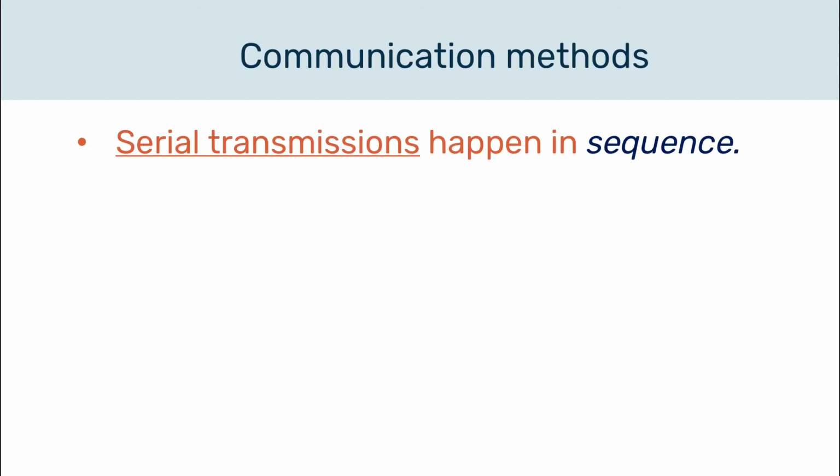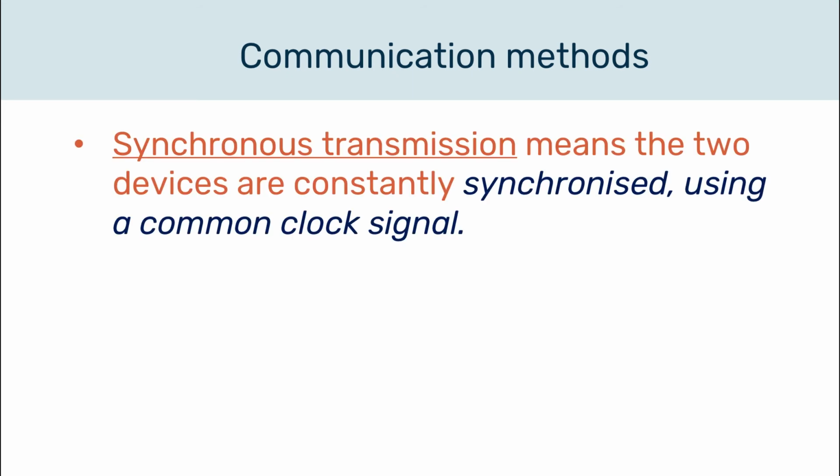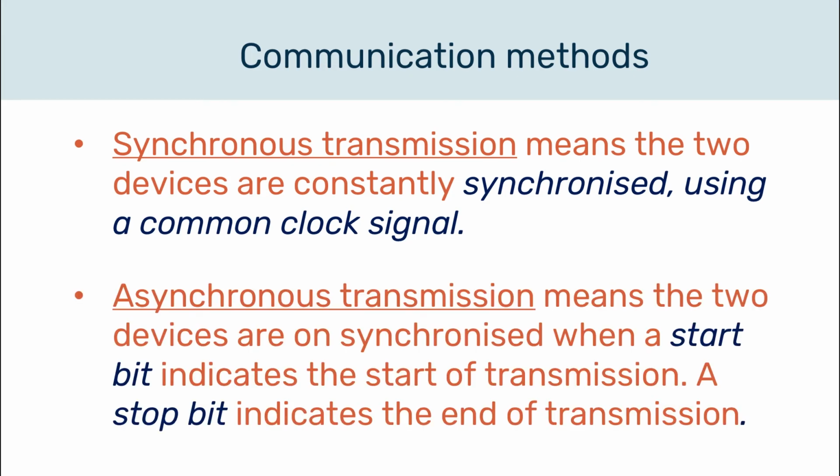Alright, let's recap. Serial transmission is simply data being sent bit by bit in a sequence, whereas parallel transmission is when data is sent along multiple wires simultaneously. Another way of classifying transmission is as either synchronous or asynchronous. Synchronous means constant synchronization between the two devices using a common clock signal, whereas asynchronous only connects them when a start bit arrives at the receiving device and finishes when a stop bit arrives.